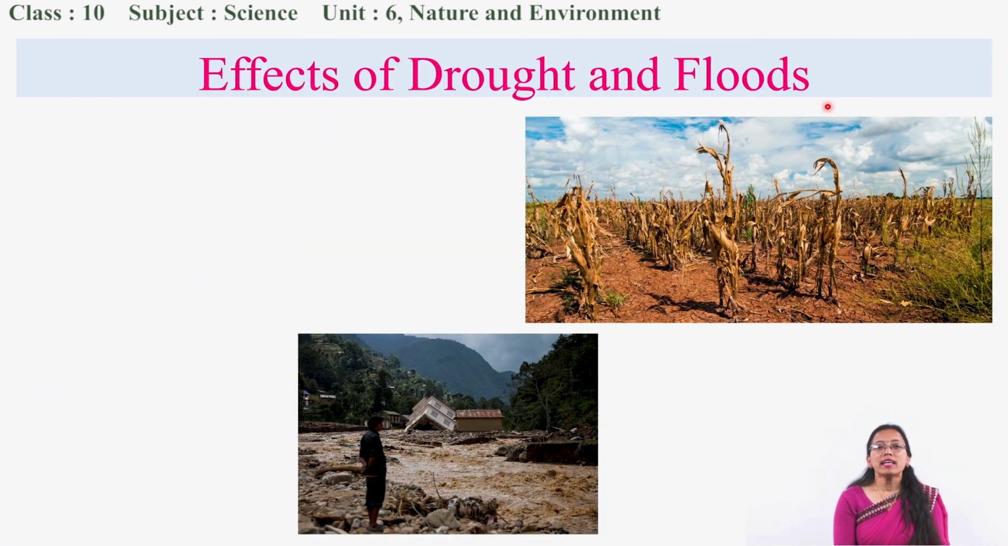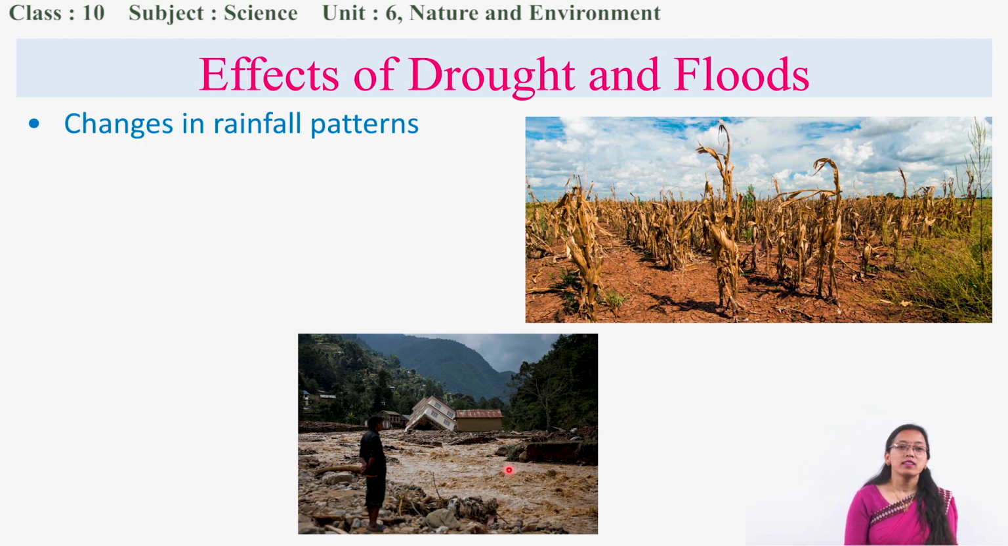Next, what are the effects of drought and flood? Here we have seen all these plants are dried away. Because of what? It is because of this drought condition. And another picture shows that there is flood. Due to this flood, these houses are just flooded away. And why does this occur? Due to change in rainfall patterns.